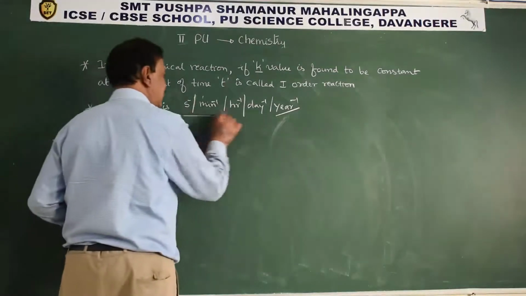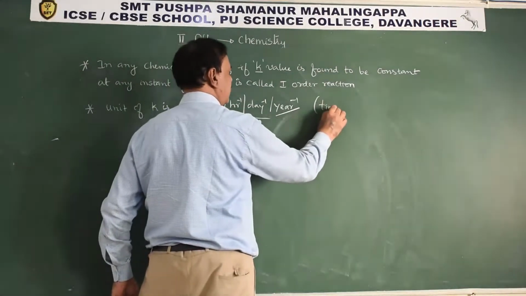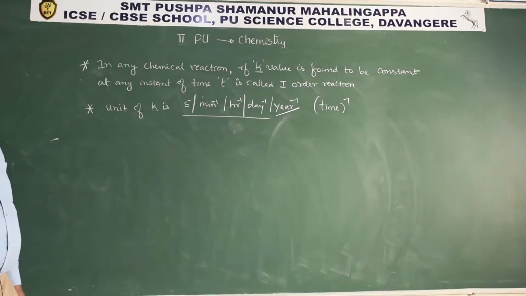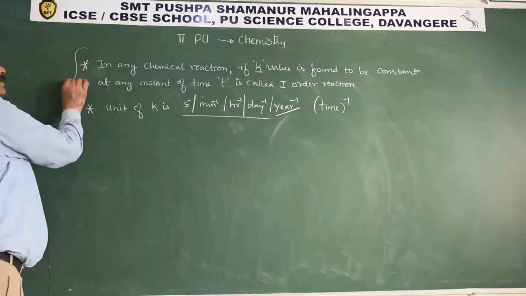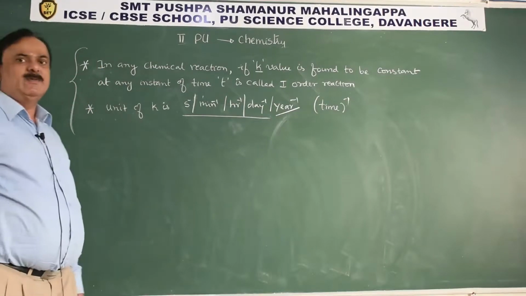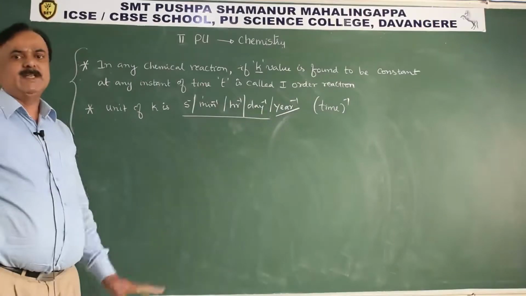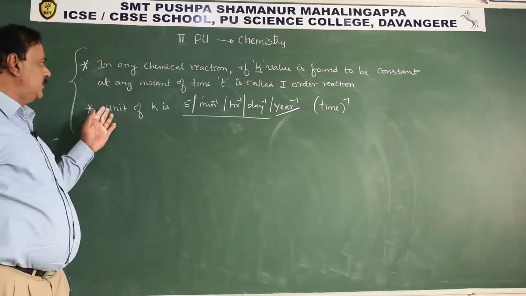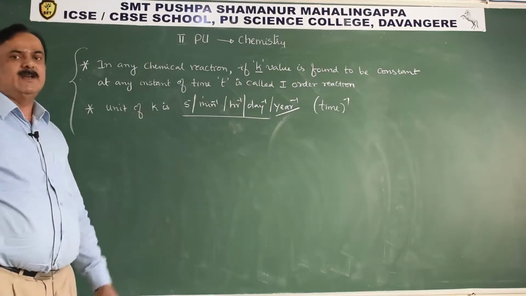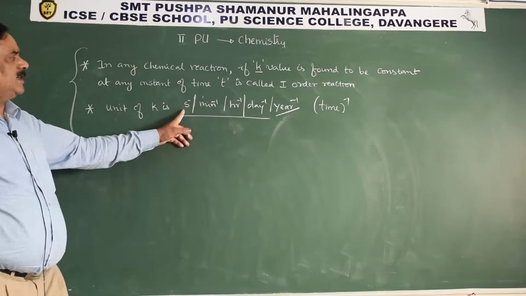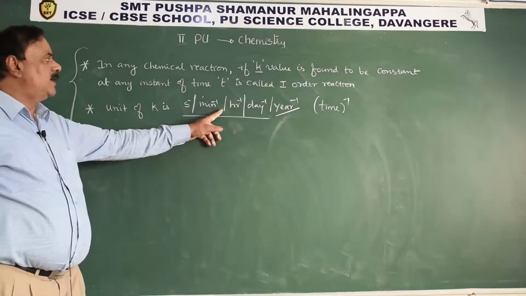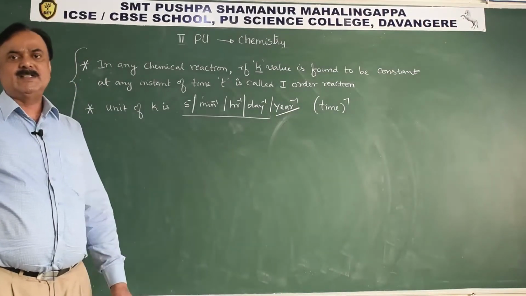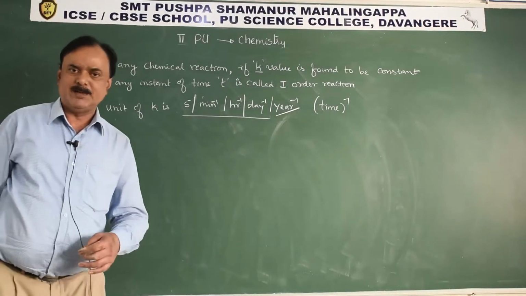Therefore, in general, that is the time to the power of minus 1. Time may be second or minute or hour or day, whatever it may be. These two are very important. How to predict that the given reaction is a first order reaction? Calculate the K. If the K value is found to be constant at any instant of time t, it is an example of a first order reaction, and if the unit of K, the velocity constant, is found to be either per second, per minute, per hour, per day or per year in the problem, then no doubt the given reaction is a first order chemical reaction. Okay, thank you.